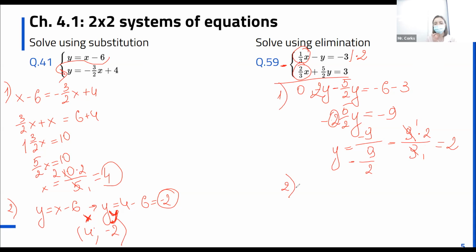And then when we get the value of y, we need to put it into one of these equations to get the value of x. Let's use the first one. 1 over 3 x minus 2 equals minus 3. So 1 over 3 x equals minus 3 plus 2. 1 over 3 x equals minus 1. So x equals minus 3.